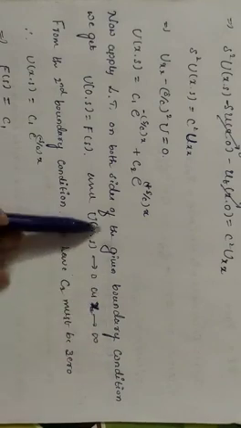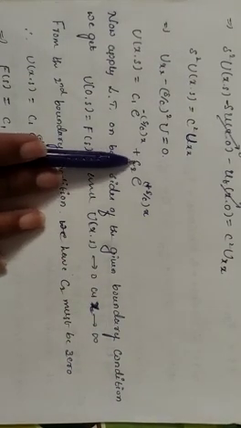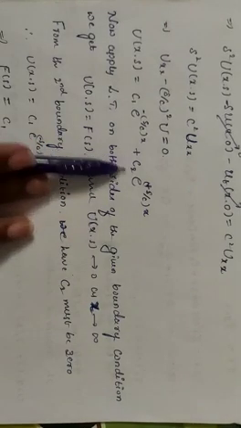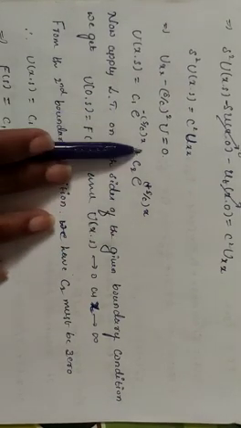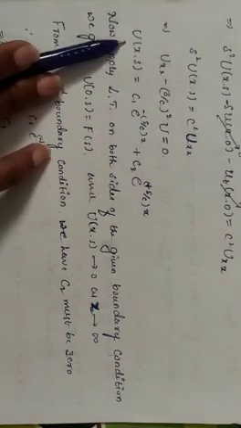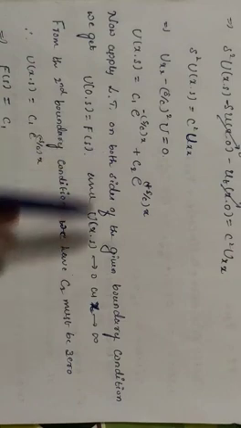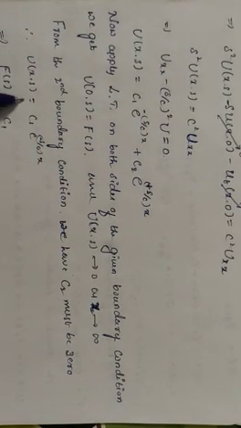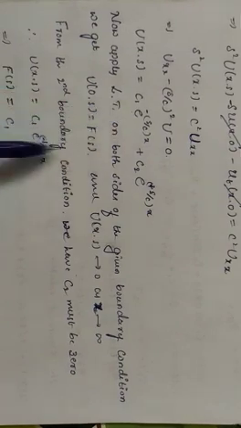When we apply the second boundary condition to this solution, we get c2 must be 0. How? Look here, when x tends to infinity, exponential of minus infinity value becomes 0, so c2 must be 0. So substitute that c2 value, and we get the solution as capital U of x comma s equals c1 into exponential of minus s by c into x.